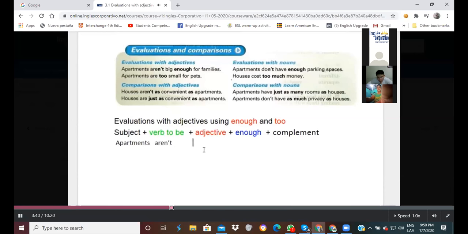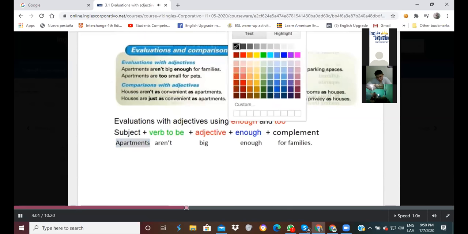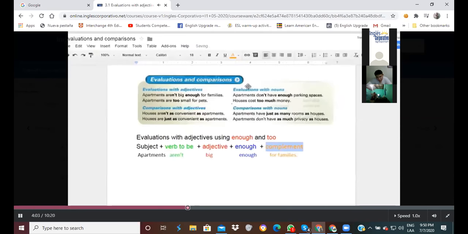And then this is going to be followed by the adjective. So in this case, the adjective is big. Then this is going to be followed by enough. And then we're going to have some sort of complement here. So in this case, it happens to be families, right? So if we look at the pattern, we have a subject. I'm going to go ahead and follow the colors so that we can see what's happening there. That's in black.